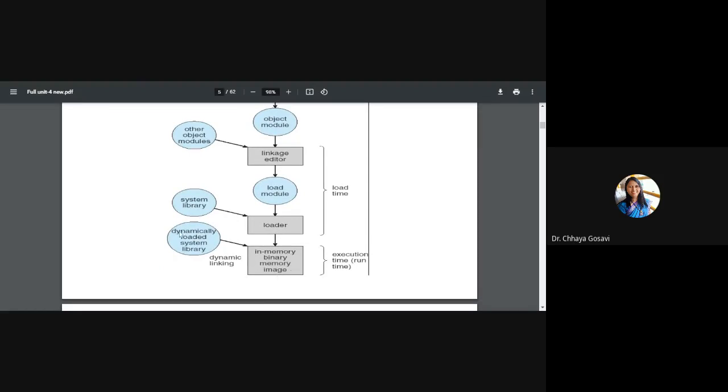Sometimes this is loaded dynamically. Some libraries which are not used for compilation can be used at the time of execution, which is called dynamic linking and dynamic loading. And this is execution time, when your program is executing and producing results.